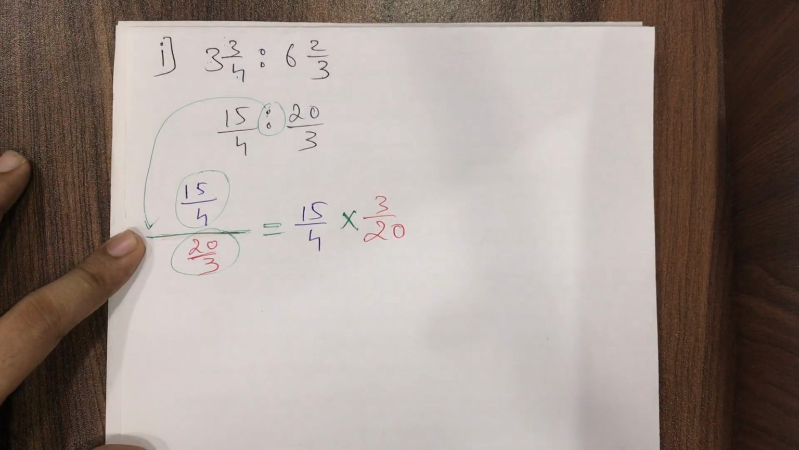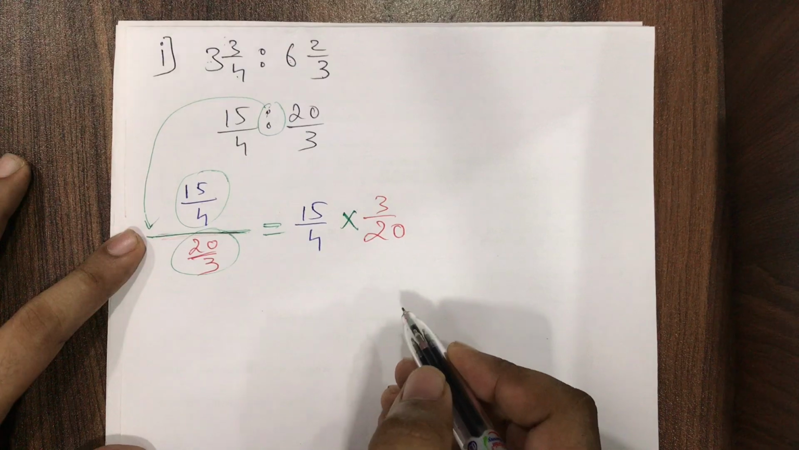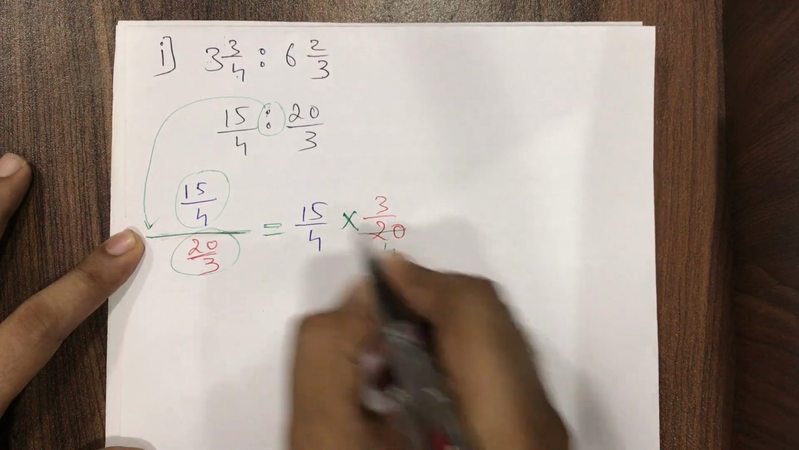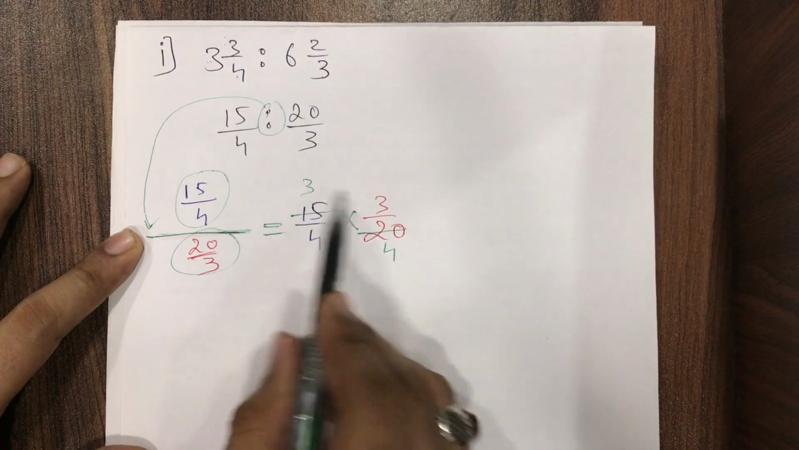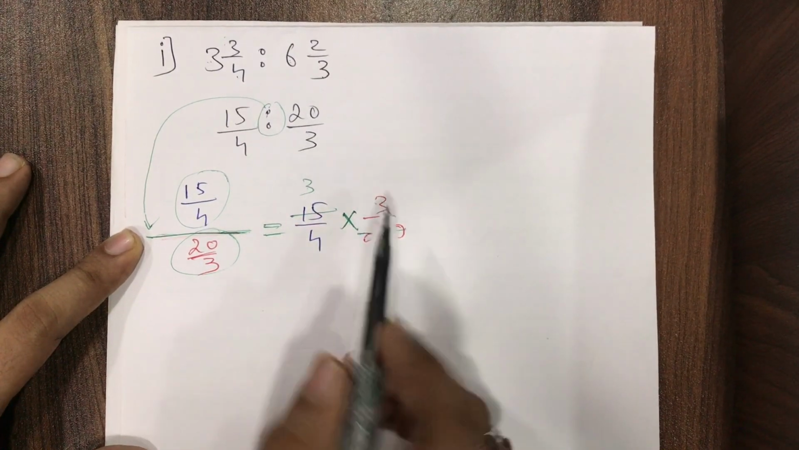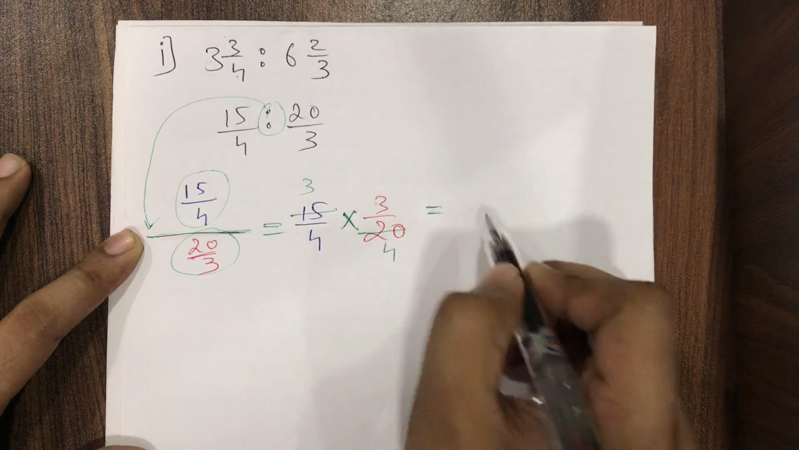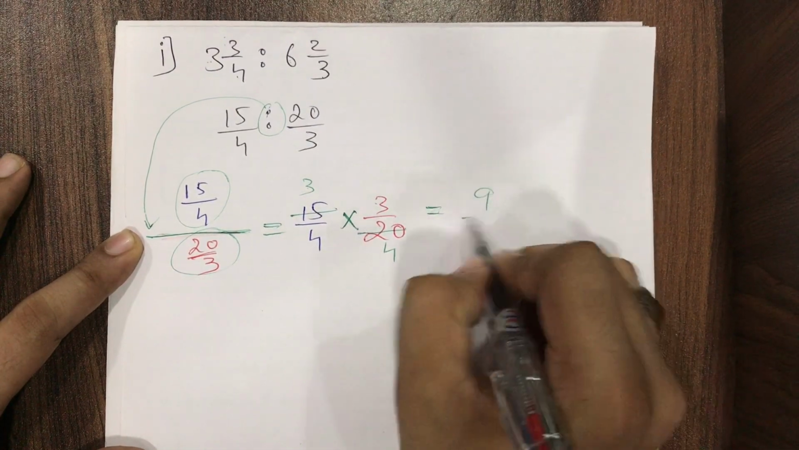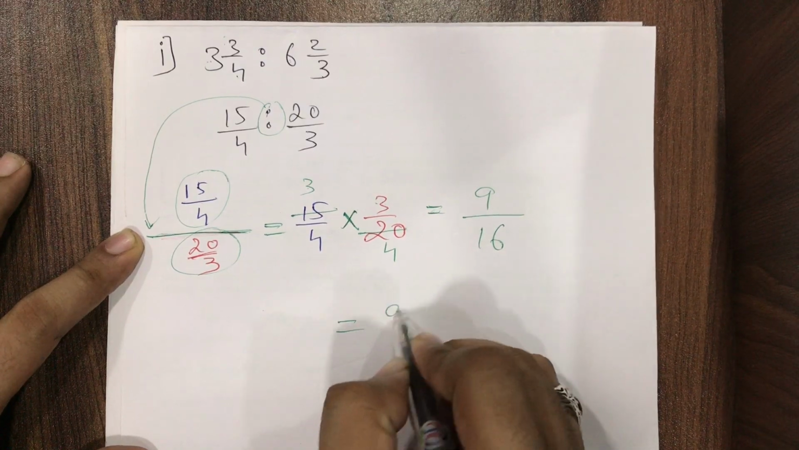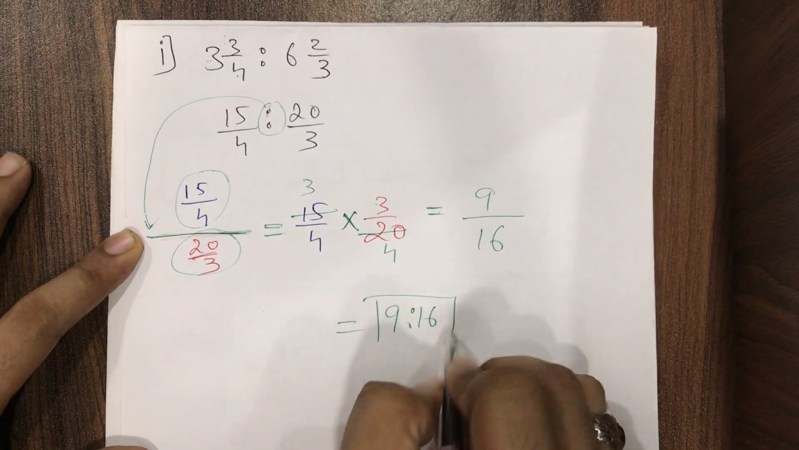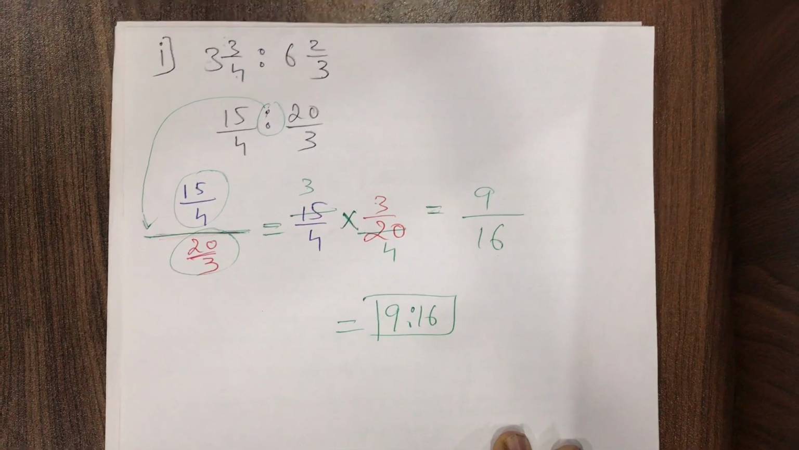Now let's do the cancellation, students. 5 4s are 20 and 5 3s are 15. Hope you are all aware this 3 cannot be cancelled, as both 3s are in the numerators. So how to do it now? 3 3s are 9 upon 4 4s are 16. That's it, students. It can be written as 9:16. Pause the video, please, and do it by yourself, all of you.